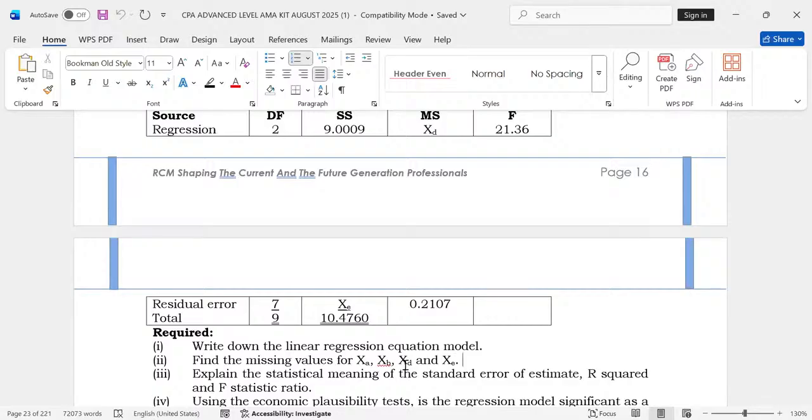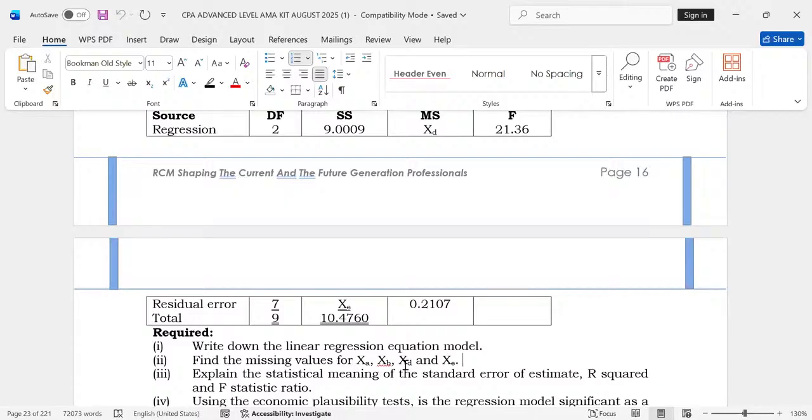Do we know what R squared is? We're reading this question on September. It is September what? It's August, August 2024 question number 2B. Thank you so much.